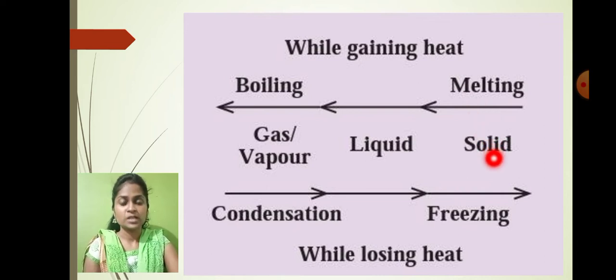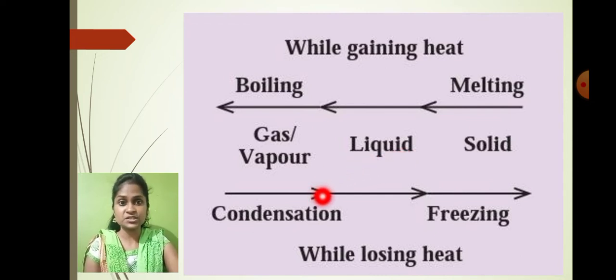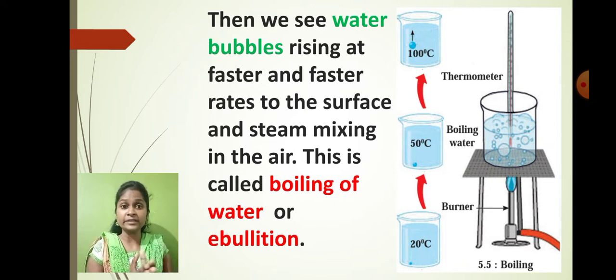And again, when we provide cool temperature to the liquid, this liquid again gets converted into the solid. So you can see that here the gas converts into the liquid. This process is called what? Condensation. And when liquid gets converted into the solid form, this process is called what? Freezing. So I hope students, you must have learnt what exactly we mean by boiling and what exactly we mean by the freezing point.